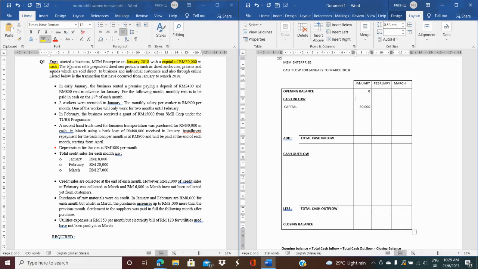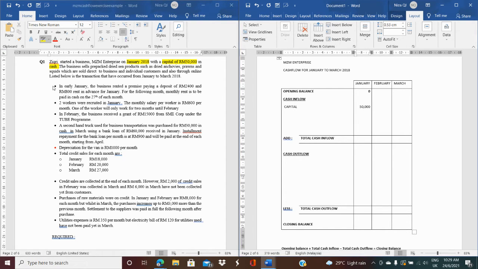So that is the first transaction that you're going to put inside the column. This is for January, so put it under the January column. This is an inflow, happening at the start of January 2018.